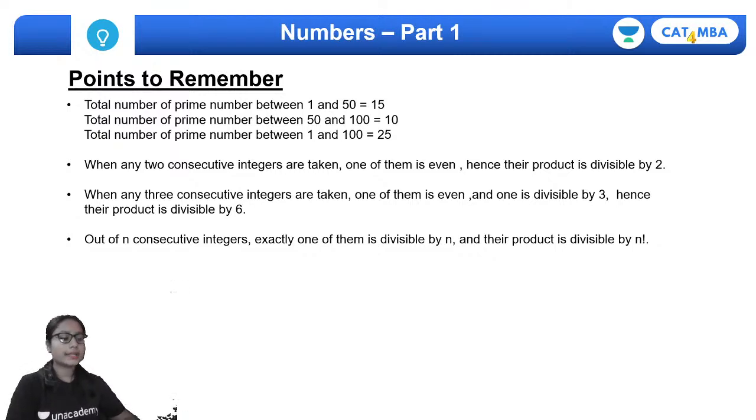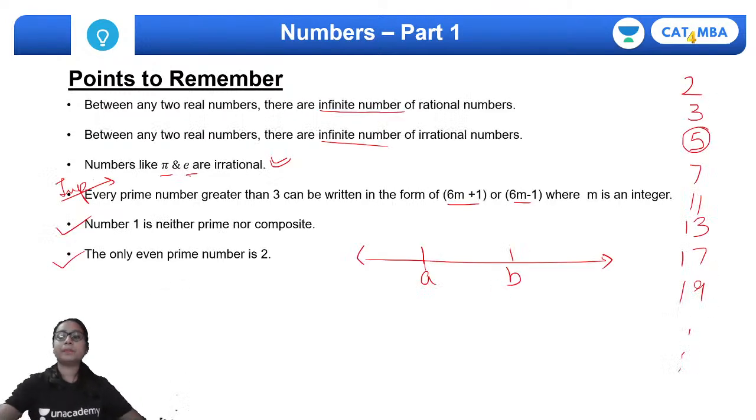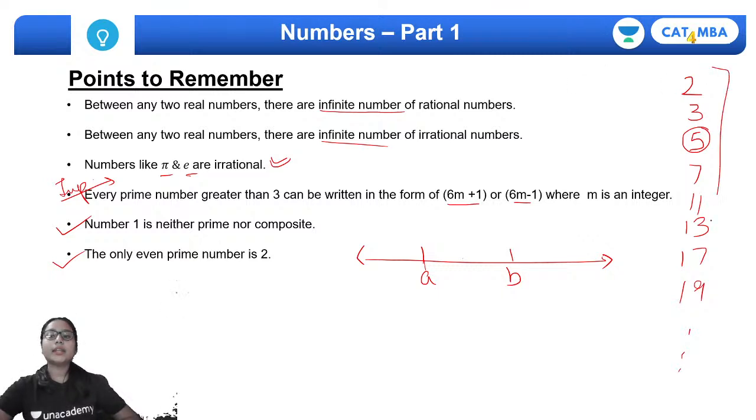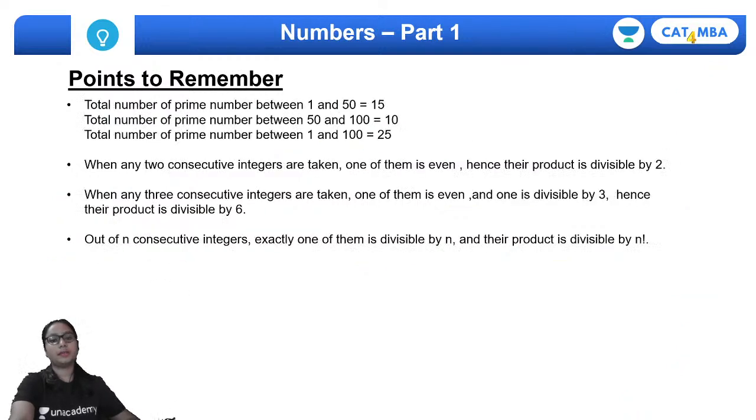Now let us discuss some very important points you have to remember. The first point is that the total number of prime numbers between 1 and 50 is 15. You can do this as an exercise: try to list all the prime numbers between 1 and 100 in the same manner as we did here. I did it till 20. You continue this list.